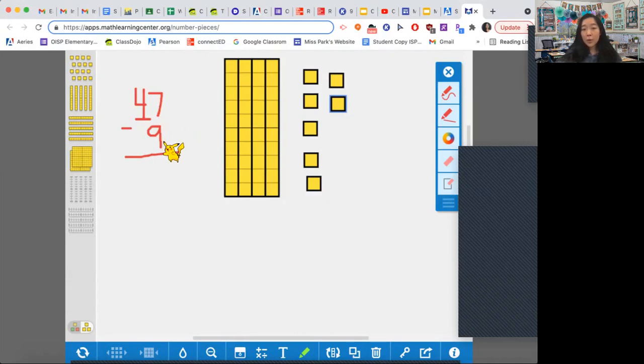How do we know we're regrouping here? You are going to circle the number 9. Why are we circling the number 9? Because 9 is the bigger number between 7 and 9. Now, what is our poem? Does anyone remember our poem?